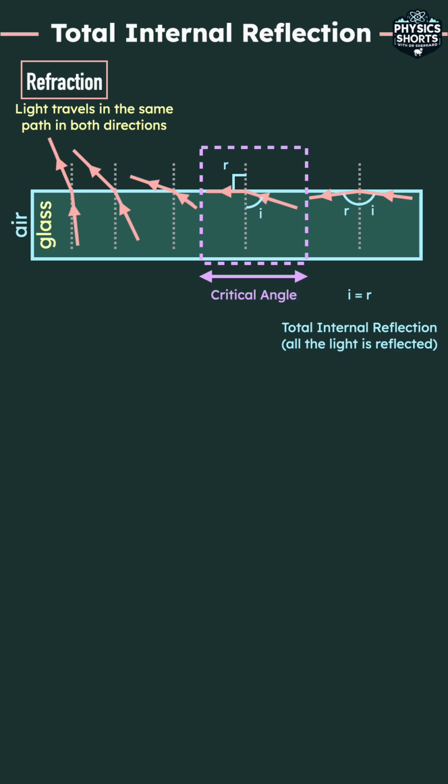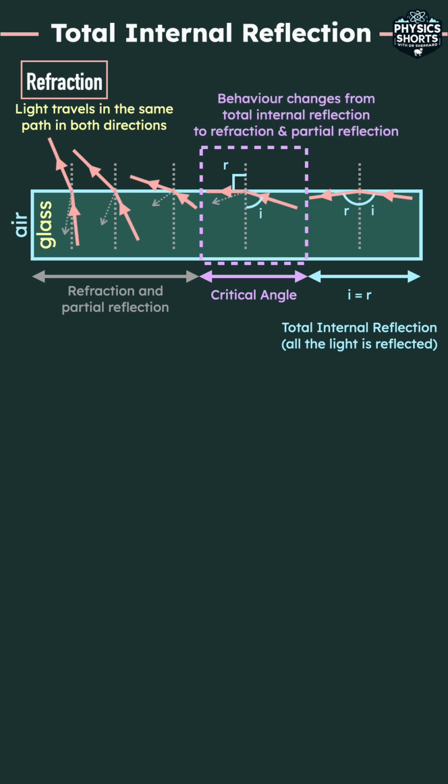If the angle of incidence was small, smaller than the critical angle, we got refraction and some partial reflection. If the angle of incidence was large, larger than the critical angle, we got total internal reflection only. And that's the definition for the critical angle. It's the angle at which behavior changes from total internal reflection to refraction plus partial reflection. So that's the definition. Let's turn to some maths.